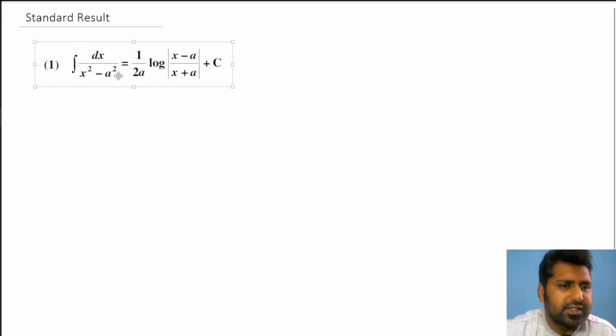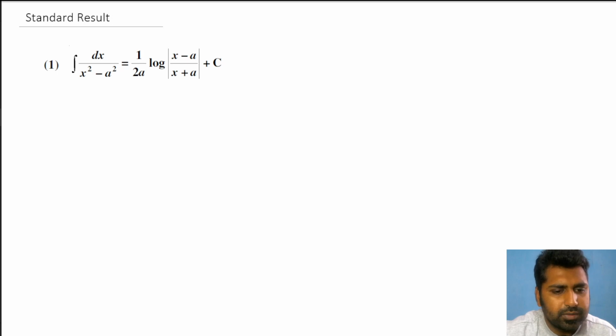The integration of 1 upon x square minus a square is 1 upon 2a log of (x minus a) upon (x plus a). Consider this as your basics. We'll use this to solve questions slightly at a higher note, but this is something which you can derive also, but we will not waste the time in deriving these results. Let's just focus on the application part of it. This is one of the results.